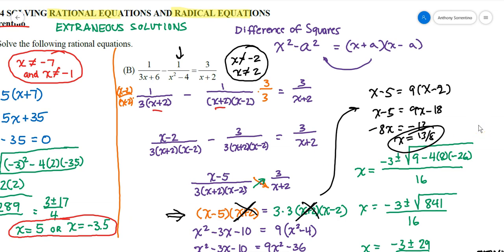Radical equations even have more of them because of the way the square root symbol works. So there's a great possibility for those to have extraneous solutions as well. So let's have a look at some examples of those.